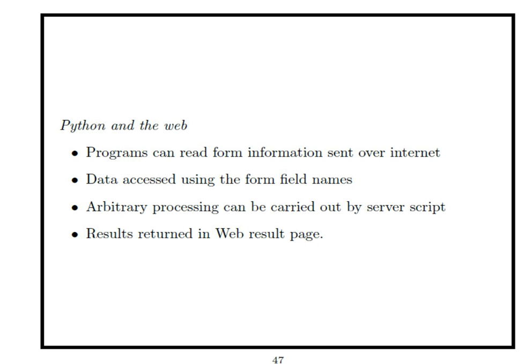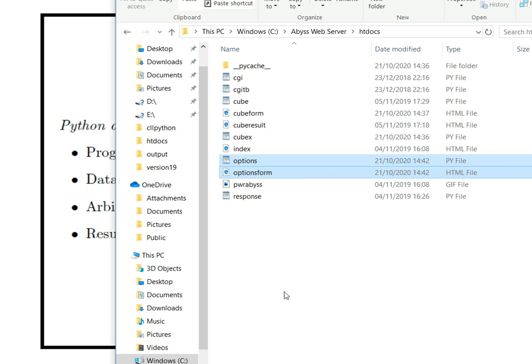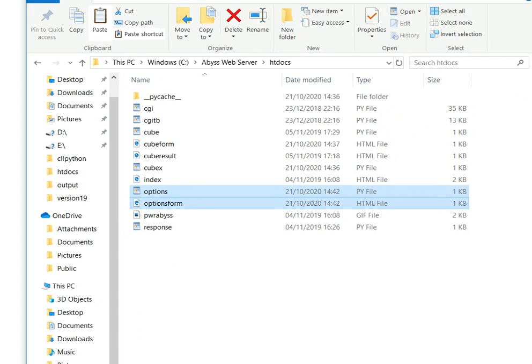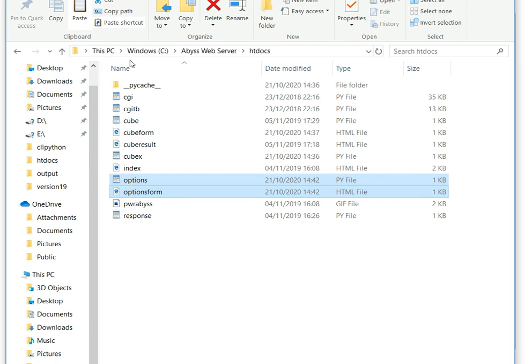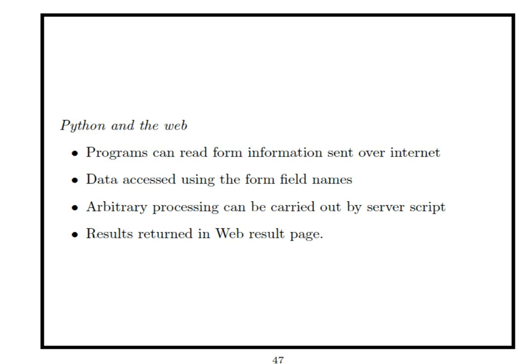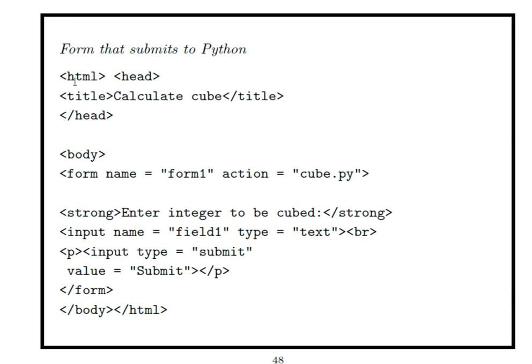Now, the server, when it's installed, will have a location like this: Abyss Web Server, Windows C, Abyss Web Server, and the htdocs folder is where you create your web pages and the programs that respond to them. Now, you write web pages in HTML. It's a simple notation for writing documents that are going to be displayed in a browser.